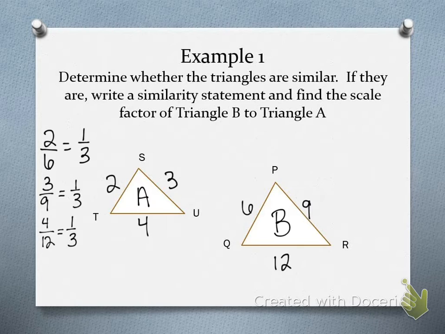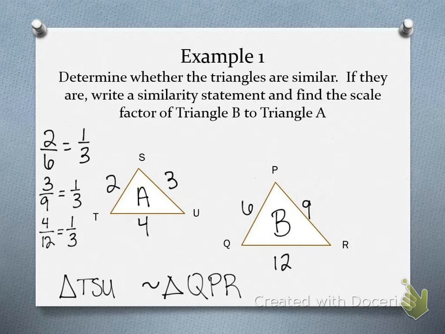these are similar triangles. We are asked to write a similarity statement. So triangle blank similar to triangle blank. How do you want to name your first triangle? TSU. Okay. TSU is similar to triangle QPR. Okay, again, I don't care how you name your first one. Your second one better match up.